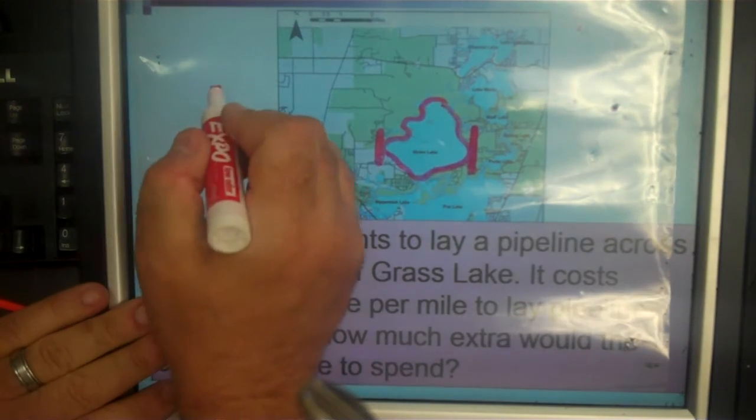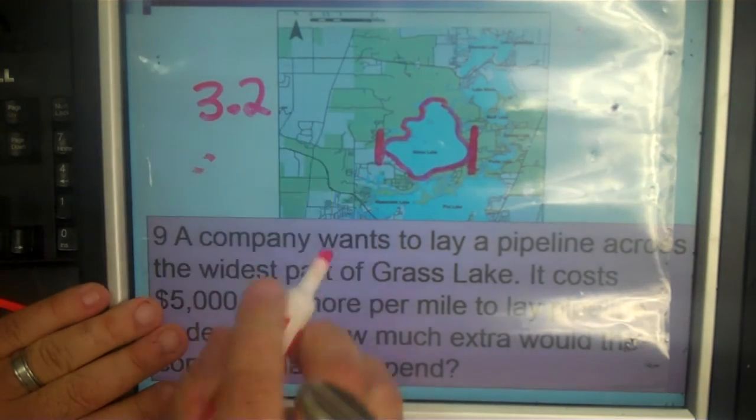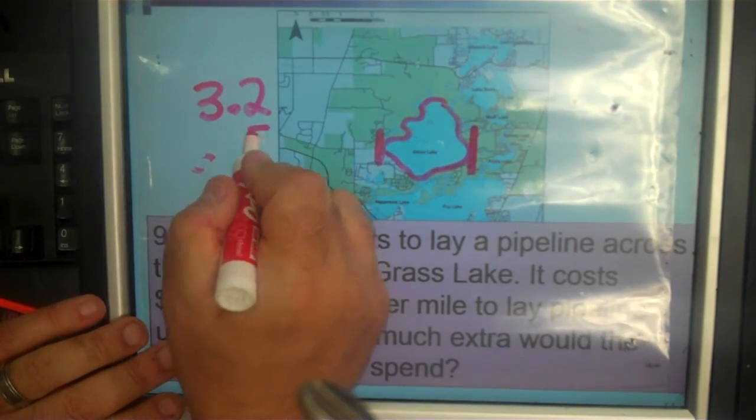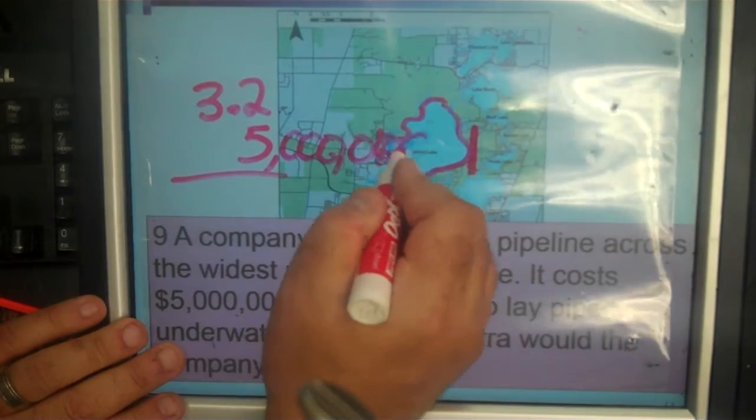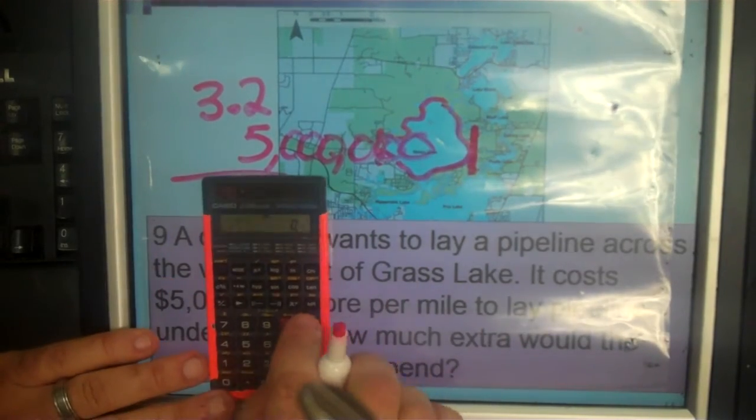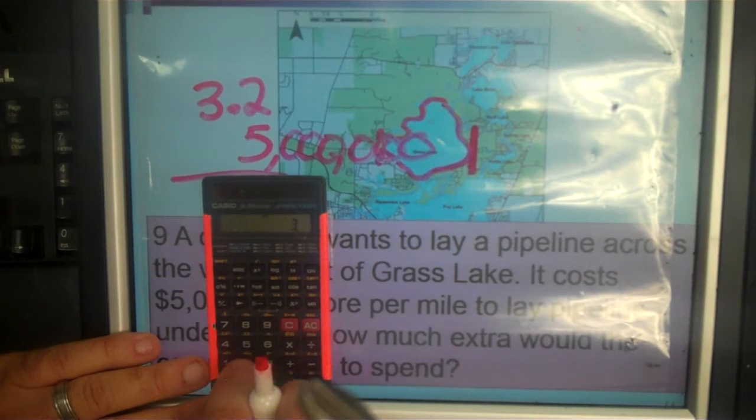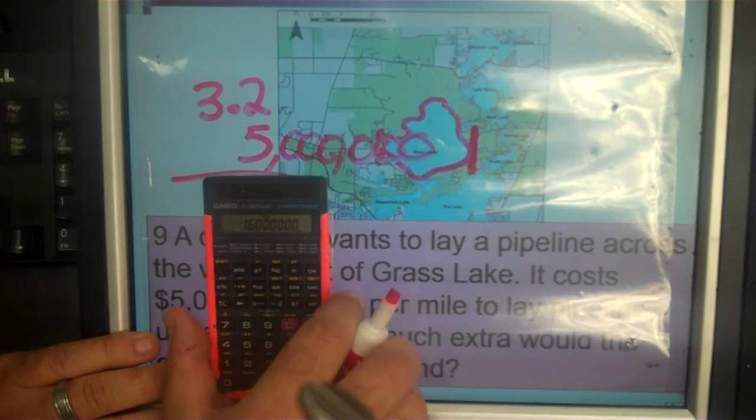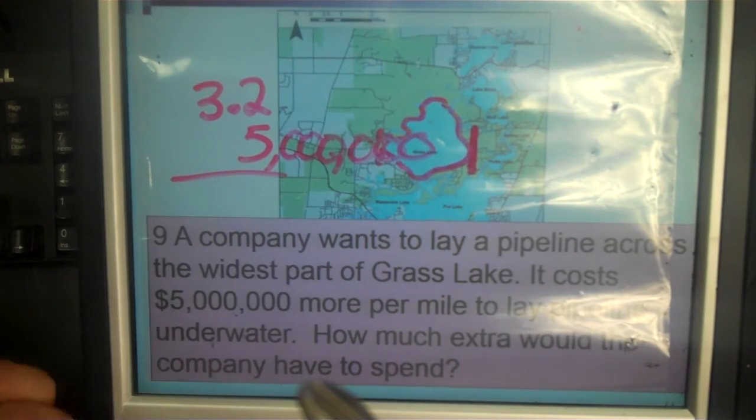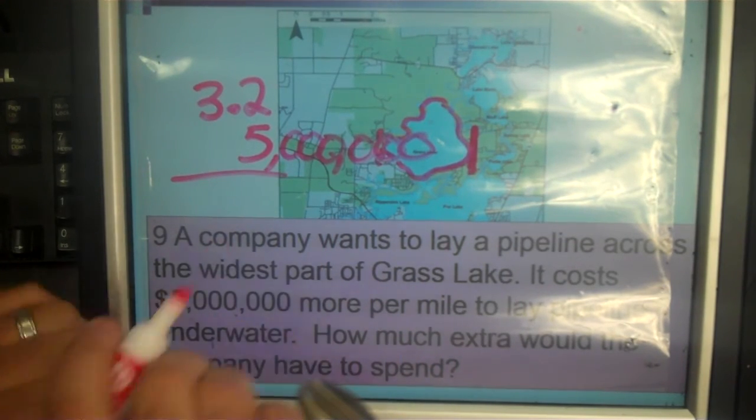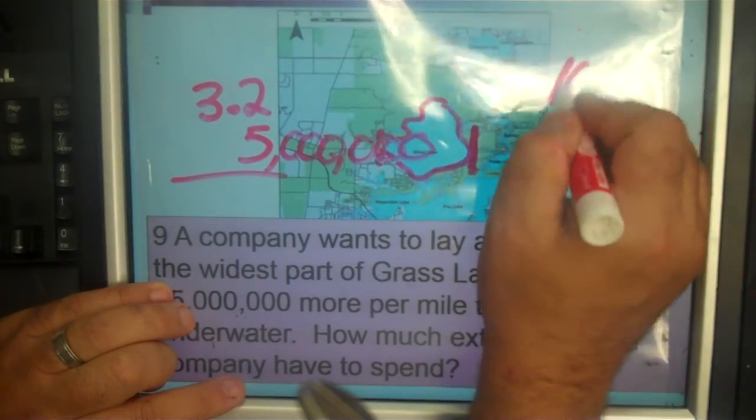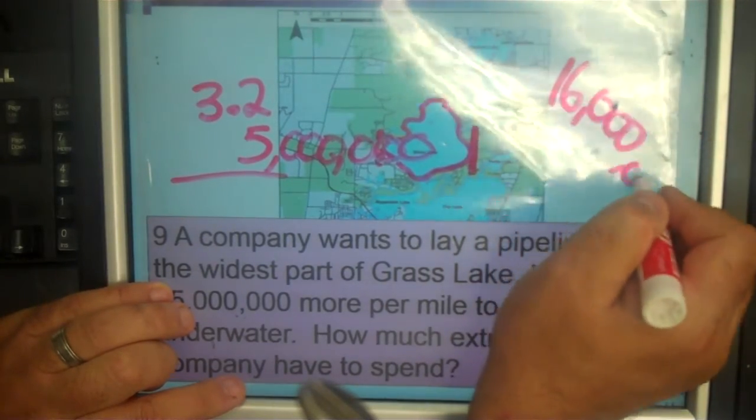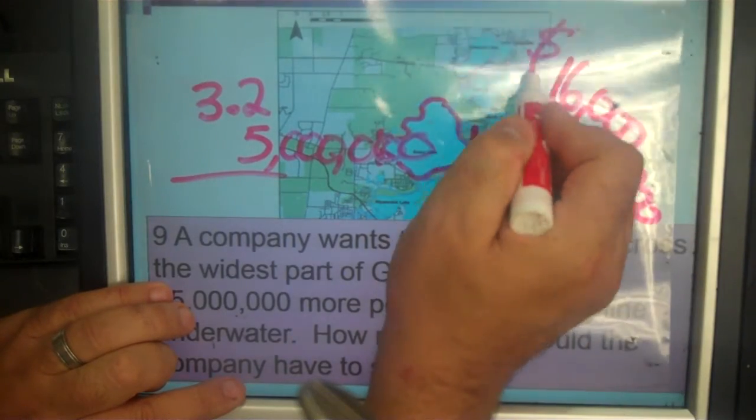So 3.2 times $5 million. Get my calculator out. 3.2 times 5 million. That's going to be $16 million. Number 9, 16 million. I'll write it there. 16 million bucks.